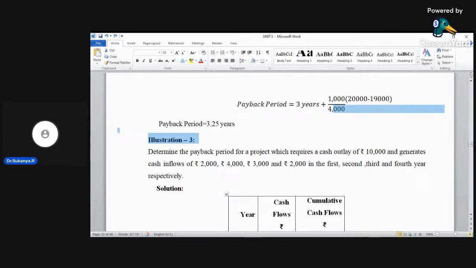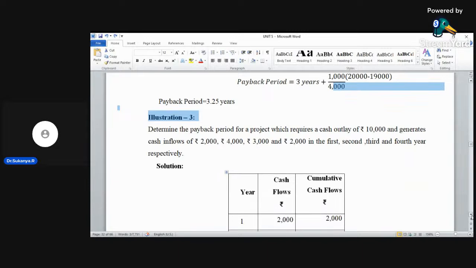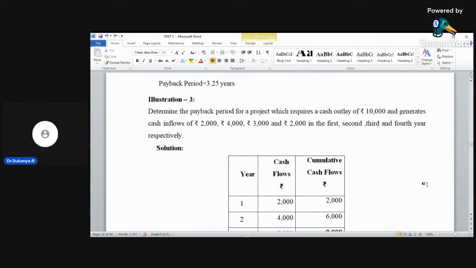Now, coming to the next question, dear students, determine the payback period of the project which requires a cash outlay of 10,000 rupees and generates the cash inflow of 2,000, 4,000, 3,000, 2,000 in the first, second, third, and fourth year, respectively. Now, dear students, again, you should keep in mind this is a problem of calculating of payback period wherein the cash inflows are different for different years.